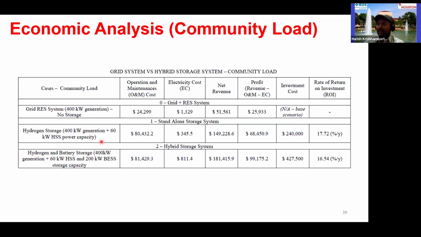So this is a summary of, let's say, a community scale load, maybe 100 kilowatts or so. Now when we had hydrogen storage, to recover the cost of it, we can get almost a 17 to 18% rate of return. And if you add hydrogen and battery storage to the system, the way that we manage the resources, we can get a net 16 something percent annual rate of return.